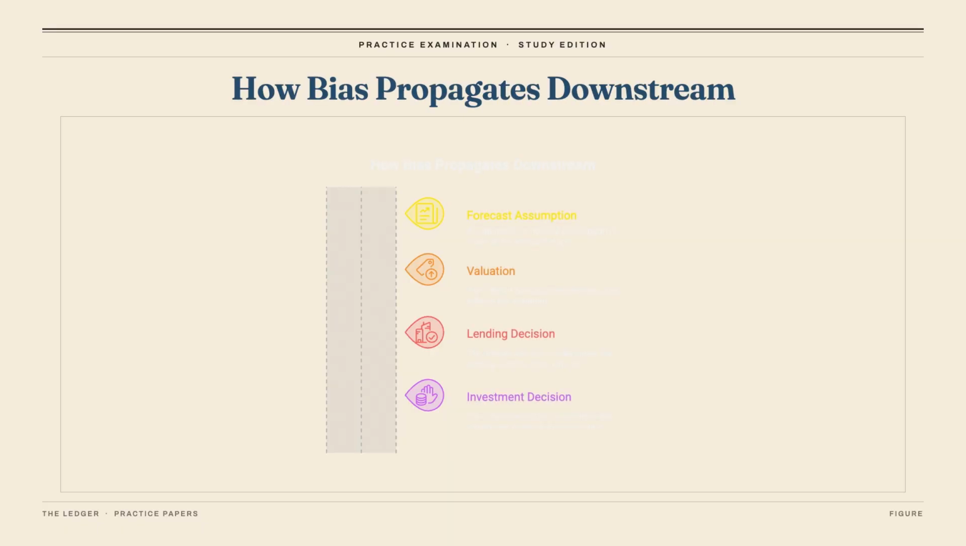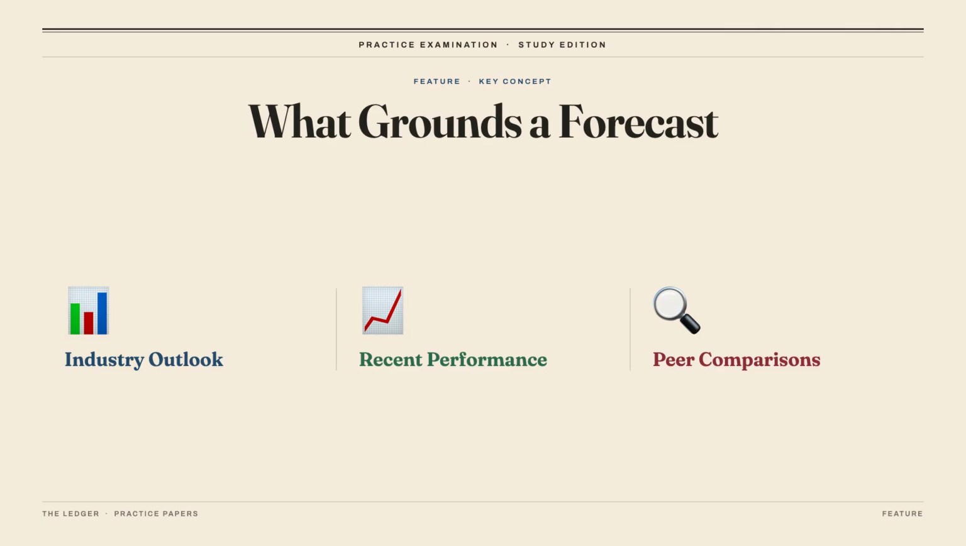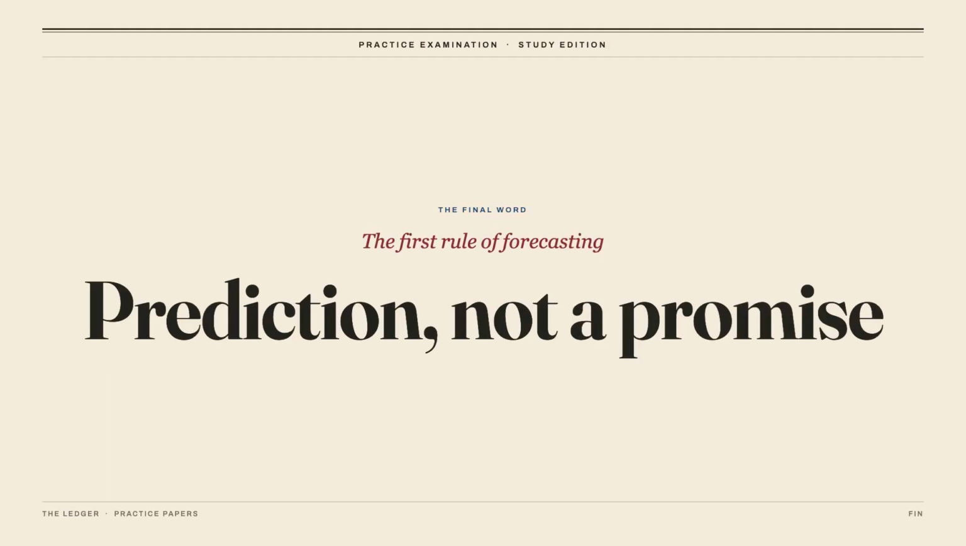This principle sits at the foundation because everything downstream inherits the forecast's assumptions. A valuation built on an inflated growth rate is inflated in turn, and a lending or investment decision resting on that number rests on sand. The discipline that keeps a forecast realistic is grounding and validation. A defensible growth assumption ties back to the industry's actual outlook, the company's demonstrated recent performance, and how comparable firms have really behaved. A forecast is a prediction, not a promise or a goal. Judge it by whether it's likely to come true, not by how appealing it looks. Holding that line is the first thing a sound forecast requires.